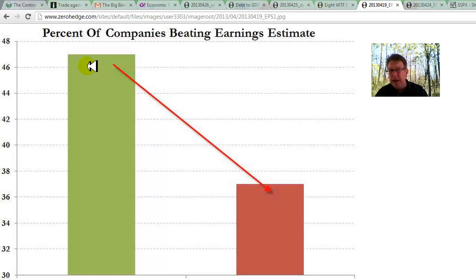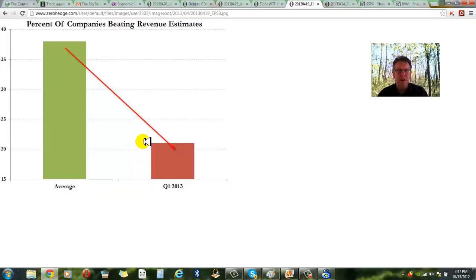I'm going to get to another chart in a moment. Let's move forward. Okay, next chart. Percent of companies beating revenue estimates. Again, I sent this out last week.